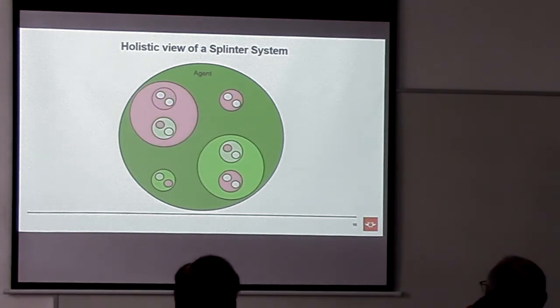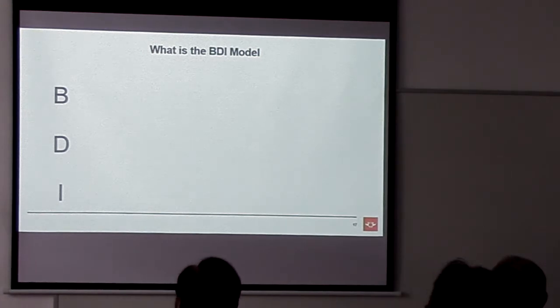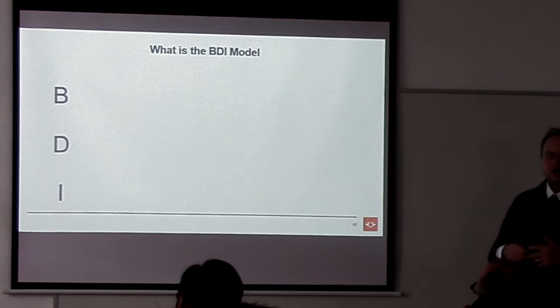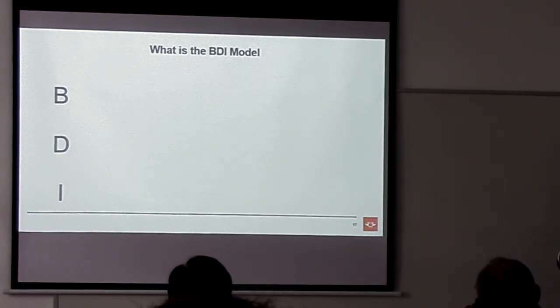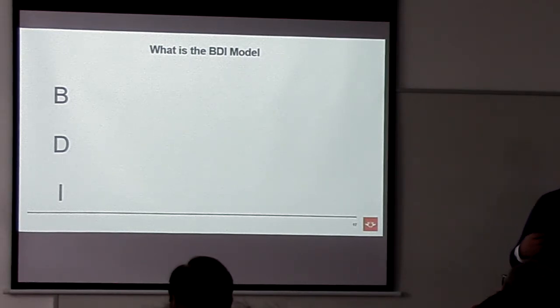That's a native functionality of Splinter. So how do we want to apply Splinter? We want to apply it by extending the existing BDI model. What is the BDI model? It's a very old model, but very popular, very well proven, where we try to model the intelligence of an agent, and we try to give it human-like, human cognitive reasoning abilities.